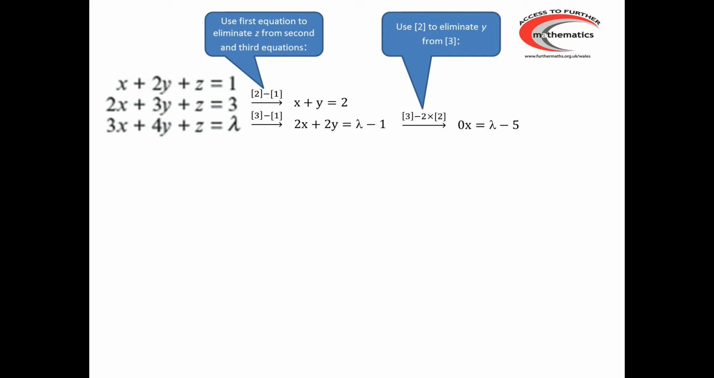So I have now reduced the equations to echelon form. I've got x plus 2y plus z equals 1. That's my equation in 3 unknowns. x plus y equals 2. That's my equation in 2 unknowns. Naught x equals lambda minus 5. That's my equation with only one of the unknowns, x, y and z in it.